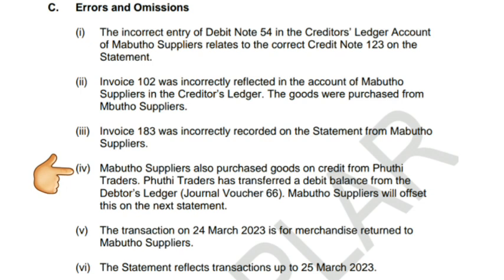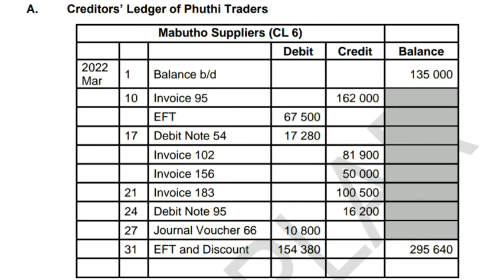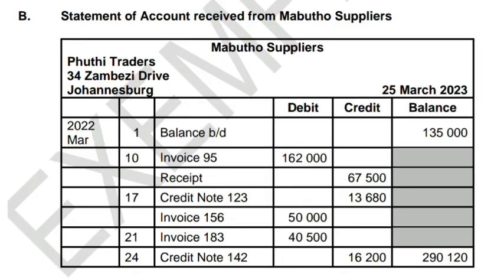So in this situation, it's common with two businesses that are buying from each other. Sometimes my creditors can buy from me, and if they buy from me and I was already owing them a certain amount of money, instead of me having to pay them what I owe them, they just come to me and take goods, and then we cancel off that debt. So you see there that on the creditors ledger there was a journal 66 for 10,800. It's on the debit side to say that I no longer owe them that amount. Why? Because they came and took goods from me.